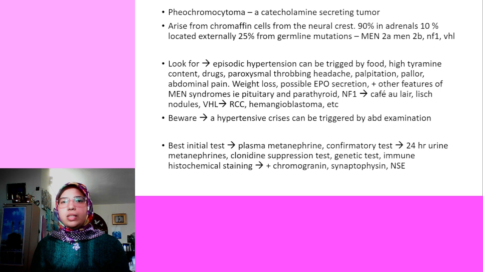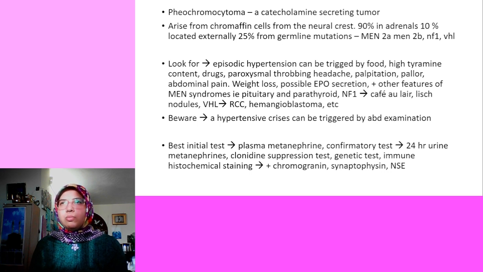Because there's hypertensive crisis. Block alpha first, and then block beta. You don't want to start with blocking beta, because if you block beta first, you're going to leave the alpha completely unopposed. So block alpha using phenoxybenzamine. Phenoxybenzamine, easy to remember: phenoxybenzamine, pheochromocytoma. Block using that, and then do beta blockers.